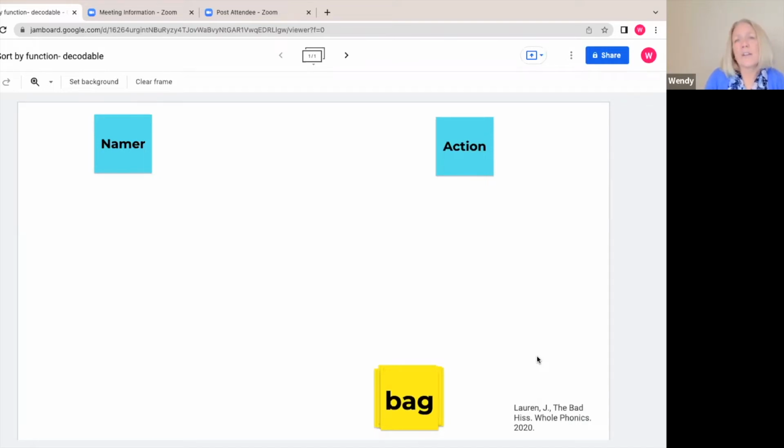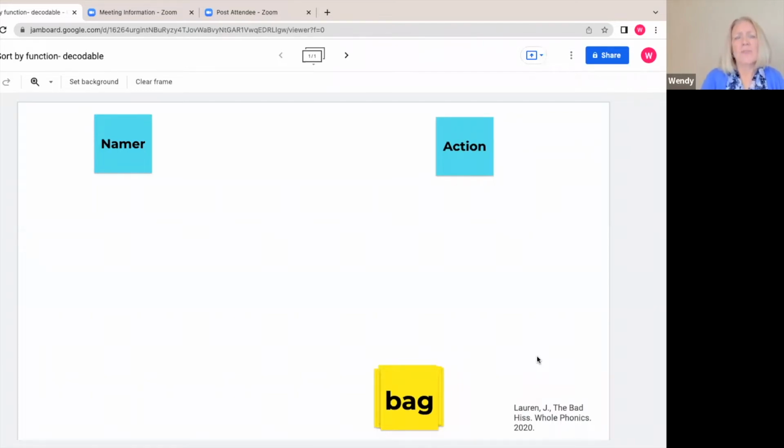It's also good for working on some vocabulary. It will also give them an idea of what the story will be about because of the words that I've chosen. So I will be using a decodable text called The Bad Hiss by Jill Lauren, and is part of her whole phonics decodable text series.